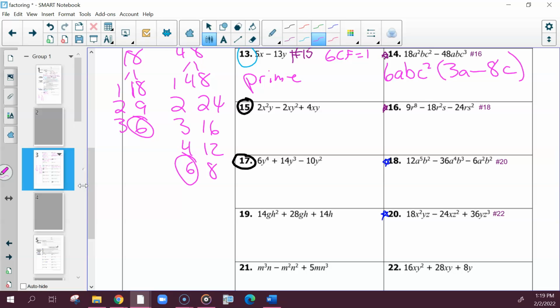Now let's do 15. It's the same thing, but now it has 3 terms. So we have to look at all of them and find the GCF for all of them. What could we divide out of all 3? 15, right? You can take 1x. Yes, you can take one x. You can divide them all by 2. Anything else?